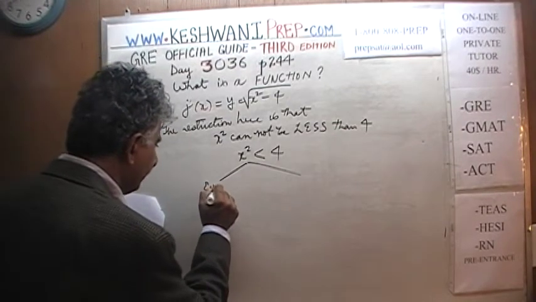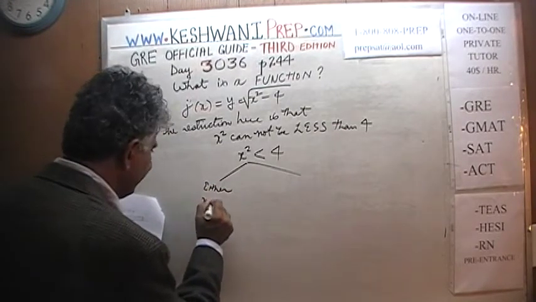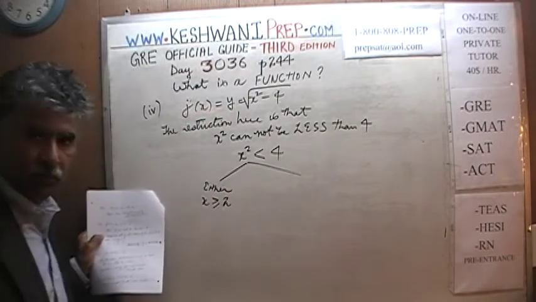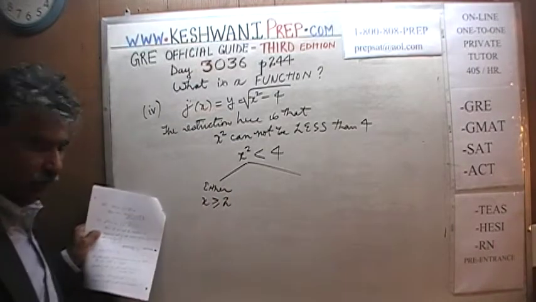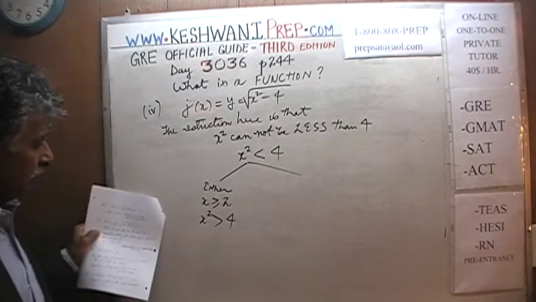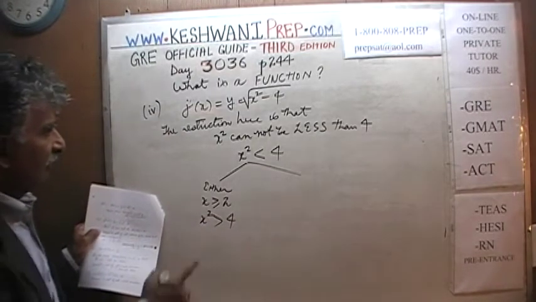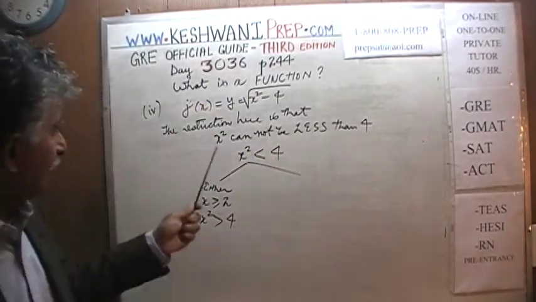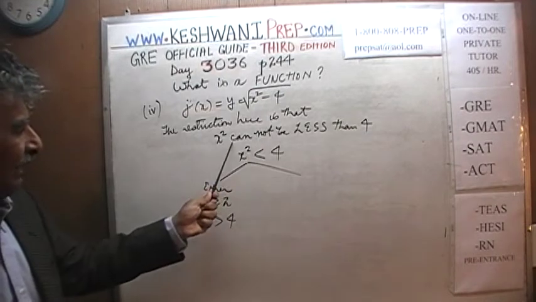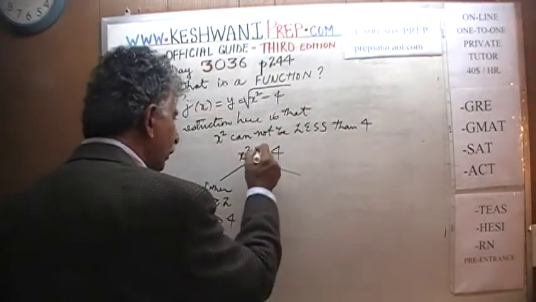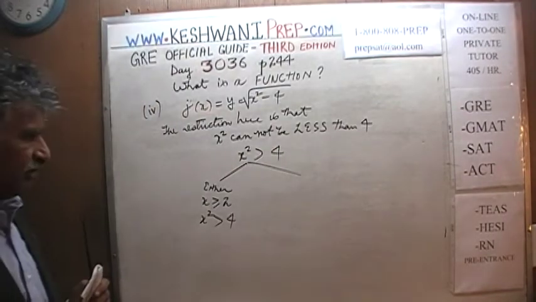Which is the same as saying either x has to be greater than or equal to 2. If x is greater than or equal to 2, then x squared would be greater than or equal to 4. I don't want to confuse you here. The restriction here is that x squared cannot be less than 4. In other words, x squared must be at least 4.